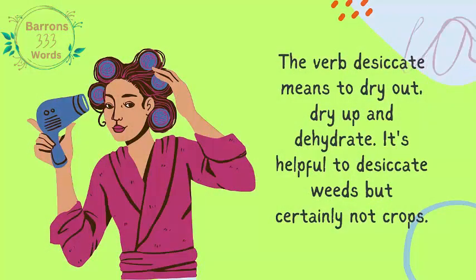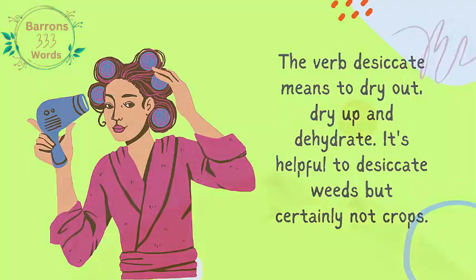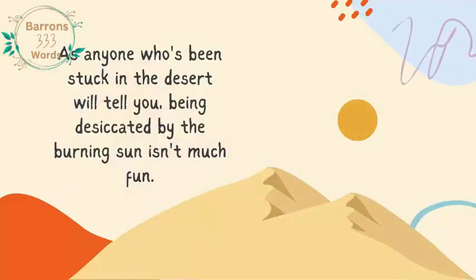The verb desiccate means to dry out, dry up and dehydrate. It's helpful to desiccate weeds but certainly not crops. As anyone who's been stuck in the desert will tell you, being desiccated by the burning sun isn't much fun.